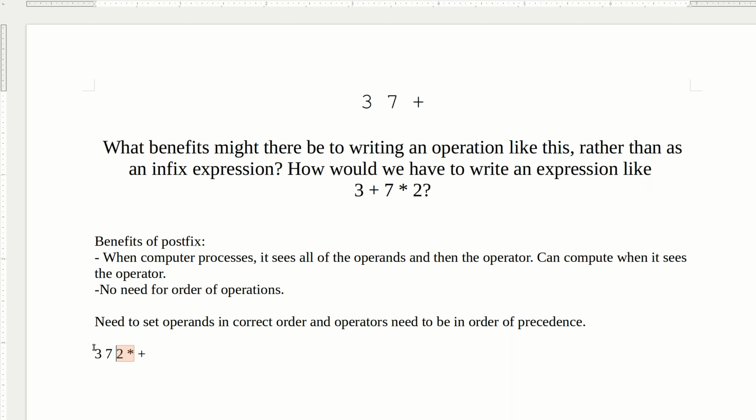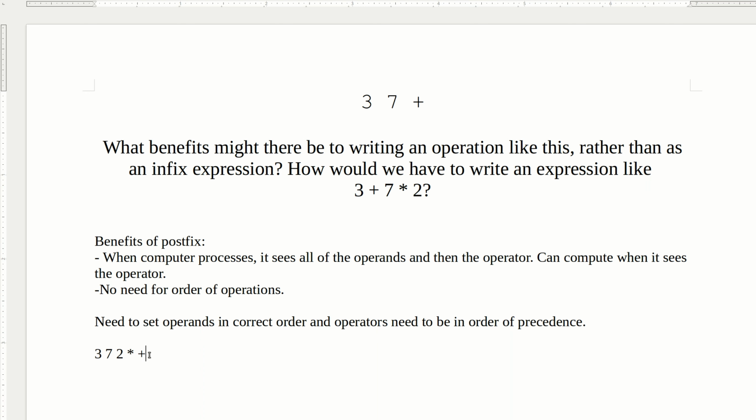So that tells us that when we see the multiplication, it should be done with the two values that were remembered there, that were most recently seen. And then by the time we see the addition, the plus, we'll have the result from 7 times 2, and we can add that with 3, and we will have our full result for the whole expression.